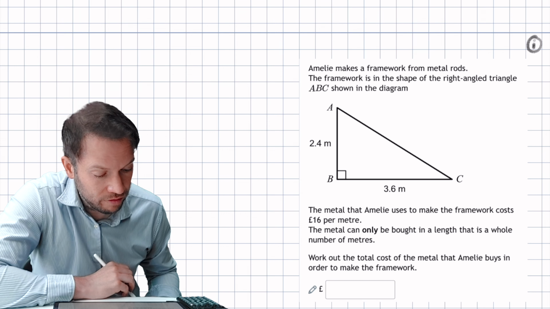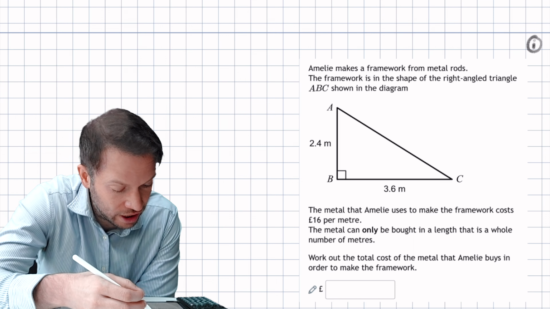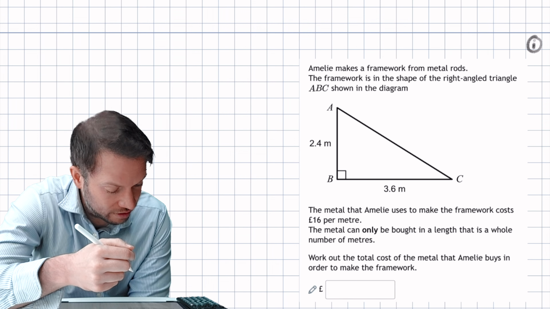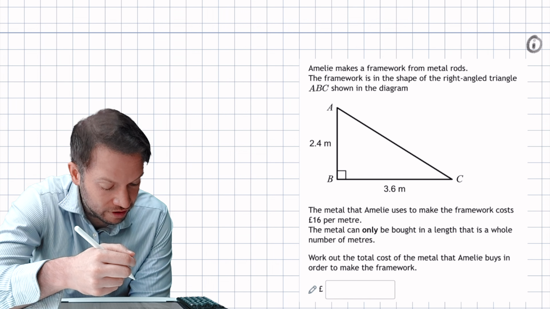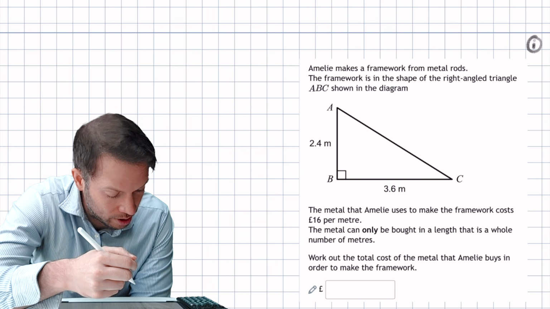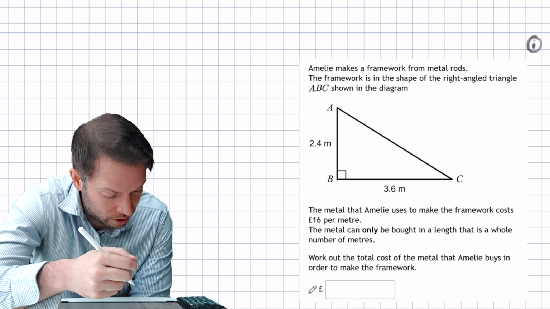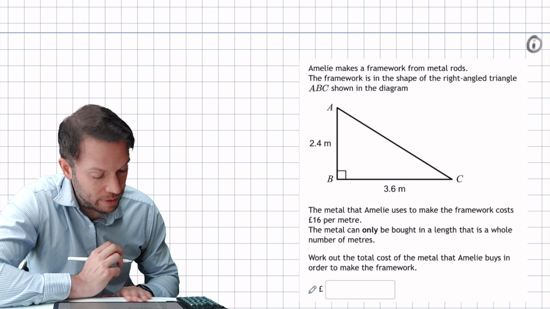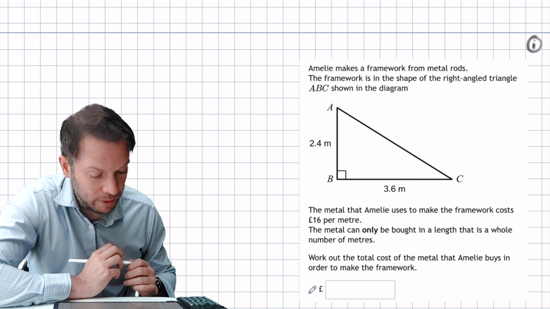Amelie makes a framework from metal rods. The framework is in the shape of a right angled triangle as shown. The metal that Amelie uses to make the framework costs £16 per metre. The metal can only be bought in a length that is a whole number of metres. Work out the total cost of the metal that Amelie buys in order to make the framework.